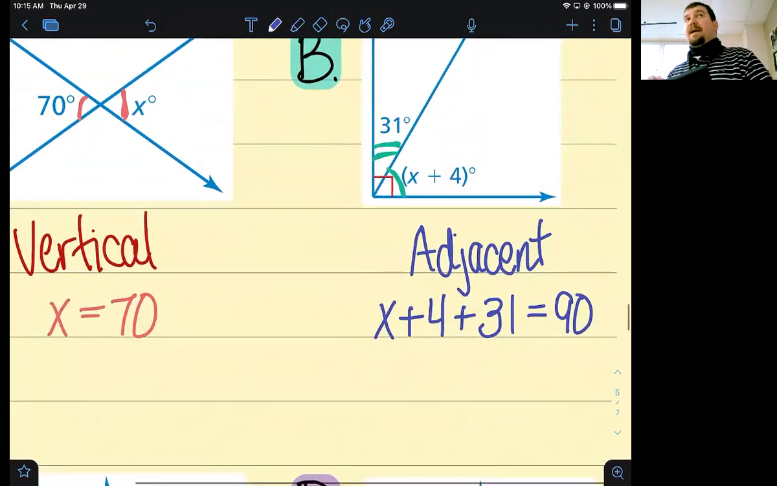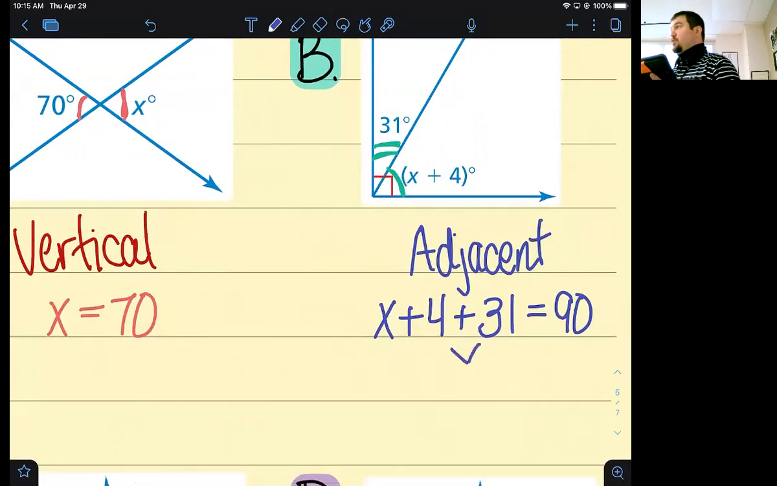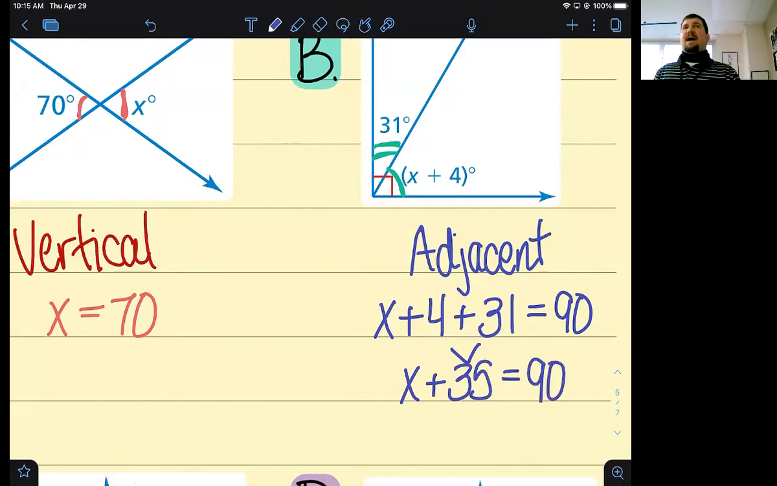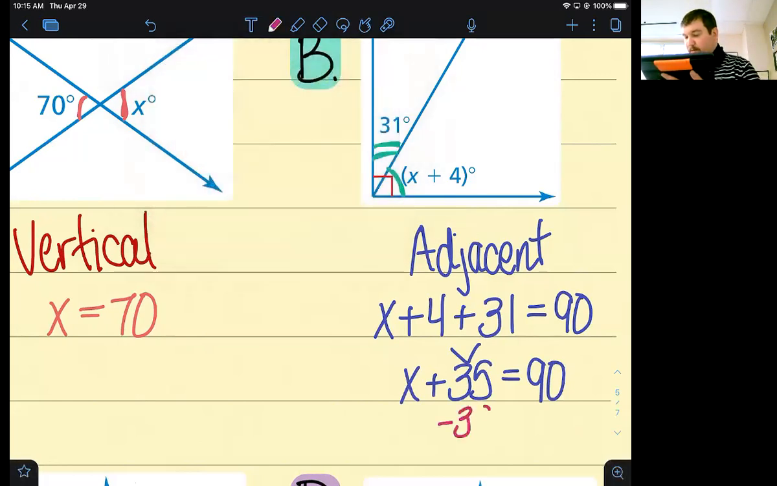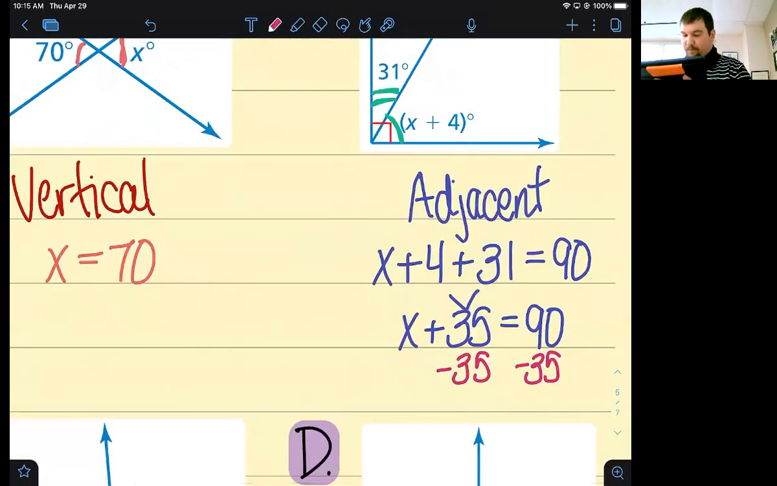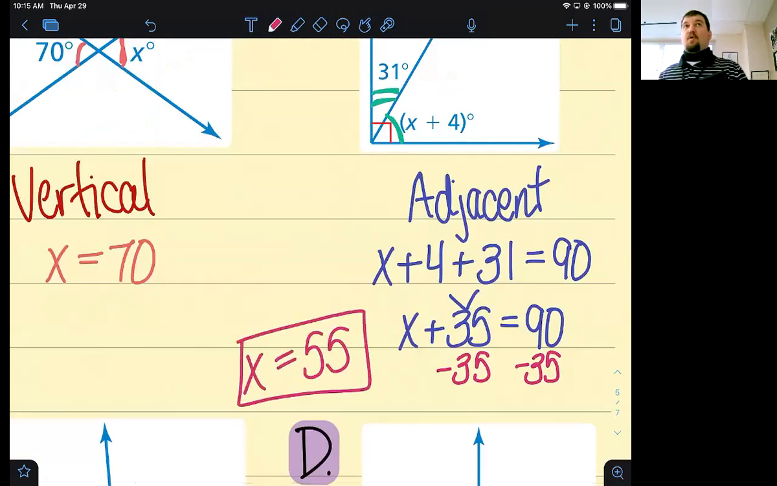Now I can solve for X by first combining these two terms that we call like terms. They're both constants. Christian, what's 4 plus 31? Okay, so that's going to give me X plus 35 equals 90. And who can tell me how we get rid of the 35 now, Javen? That's exactly right. We're going to subtract it away. And Javen, what is 90 minus 35? 55. X is going to equal 55 for this problem. Okay, so what we did is we set up an equation that we solved.